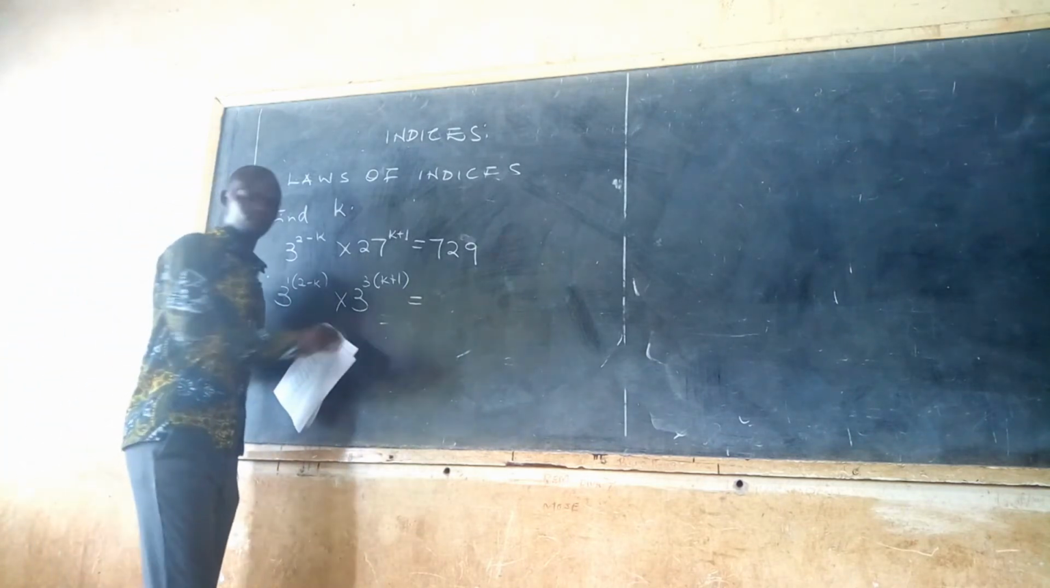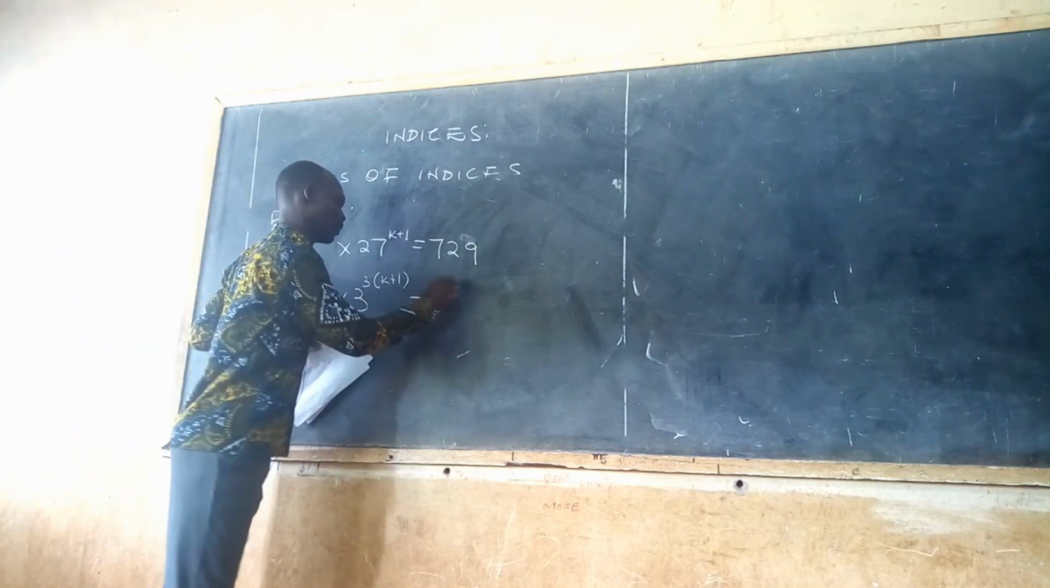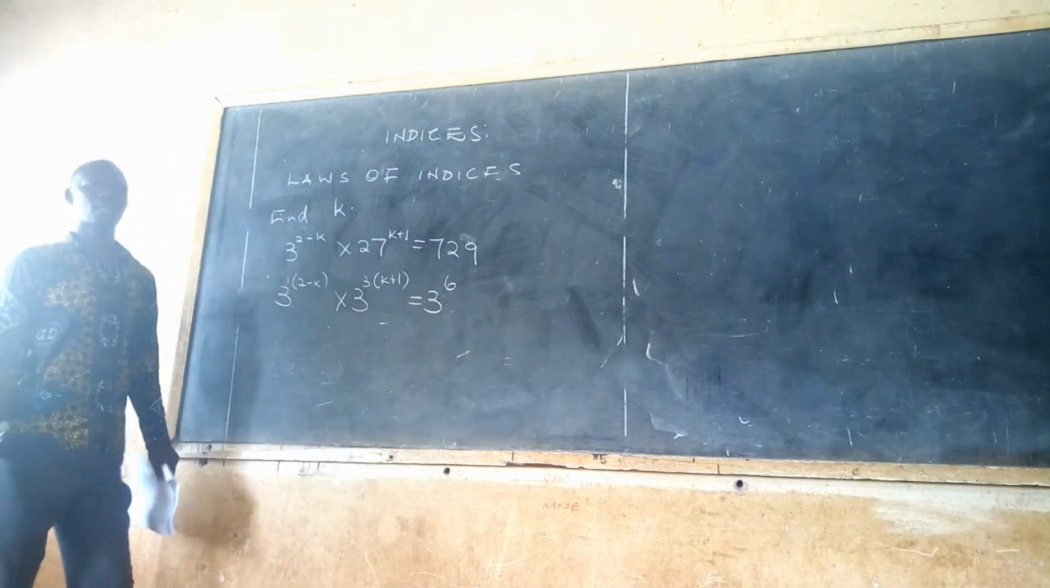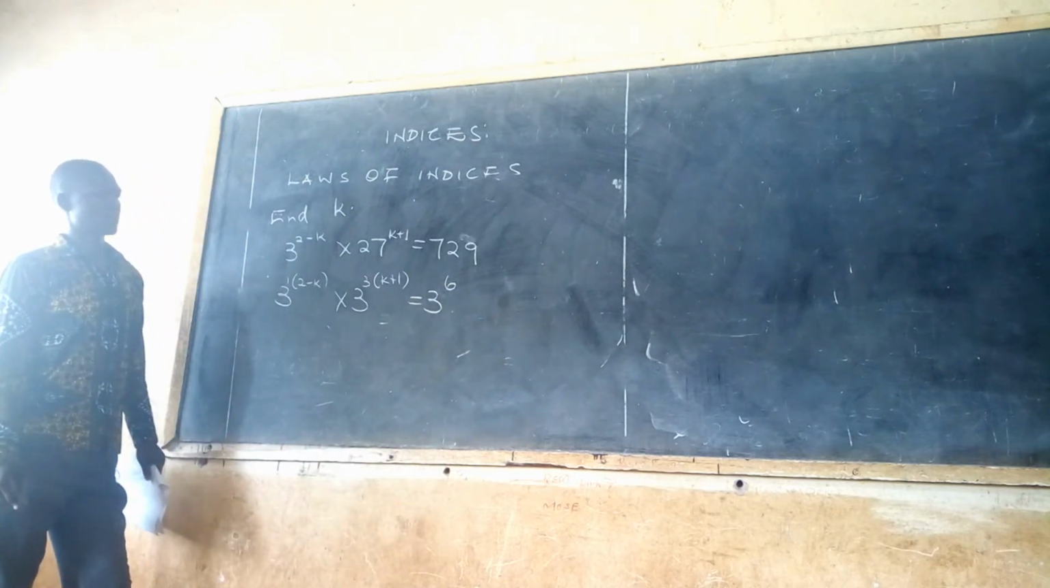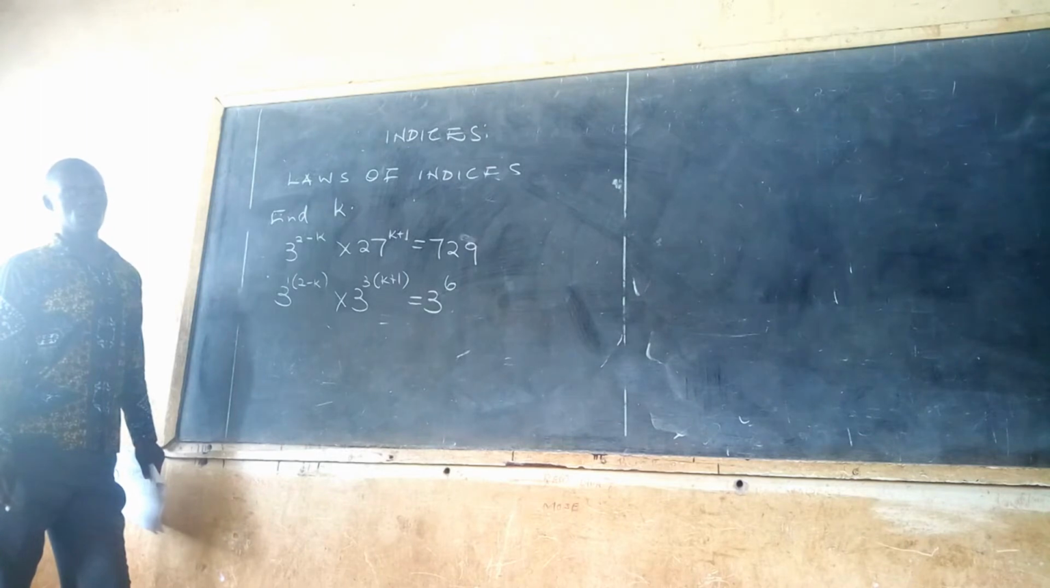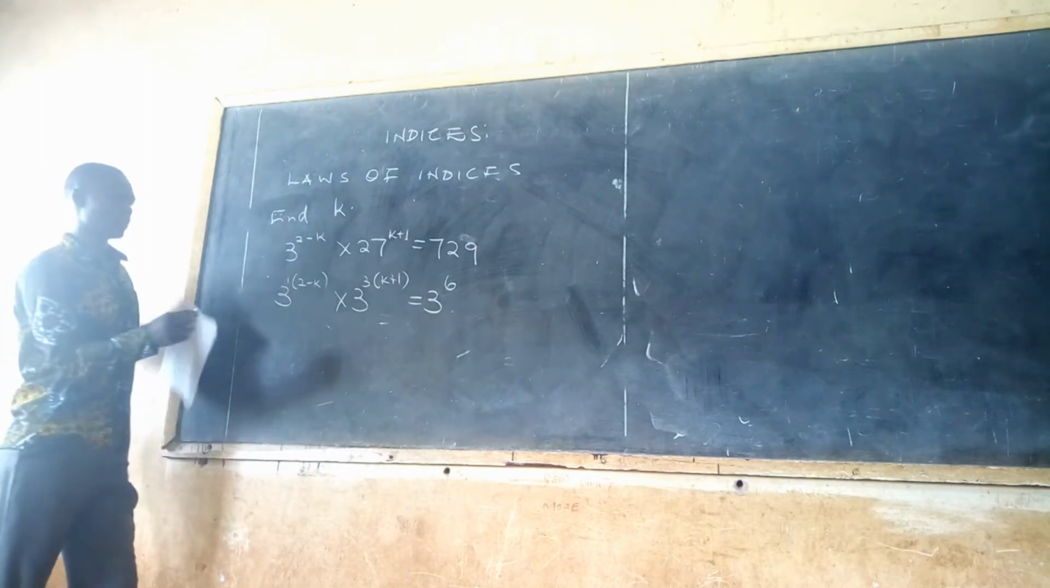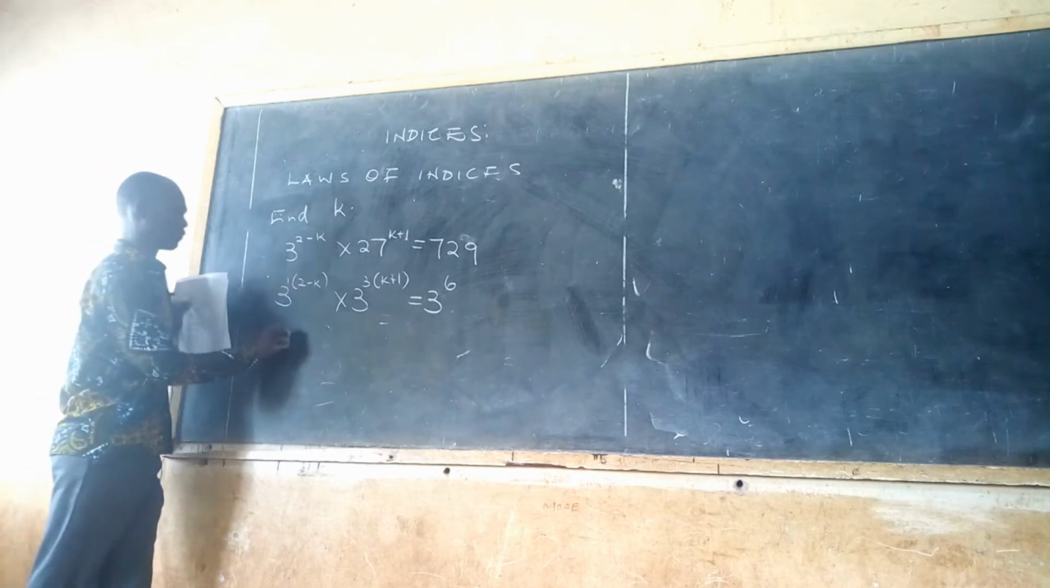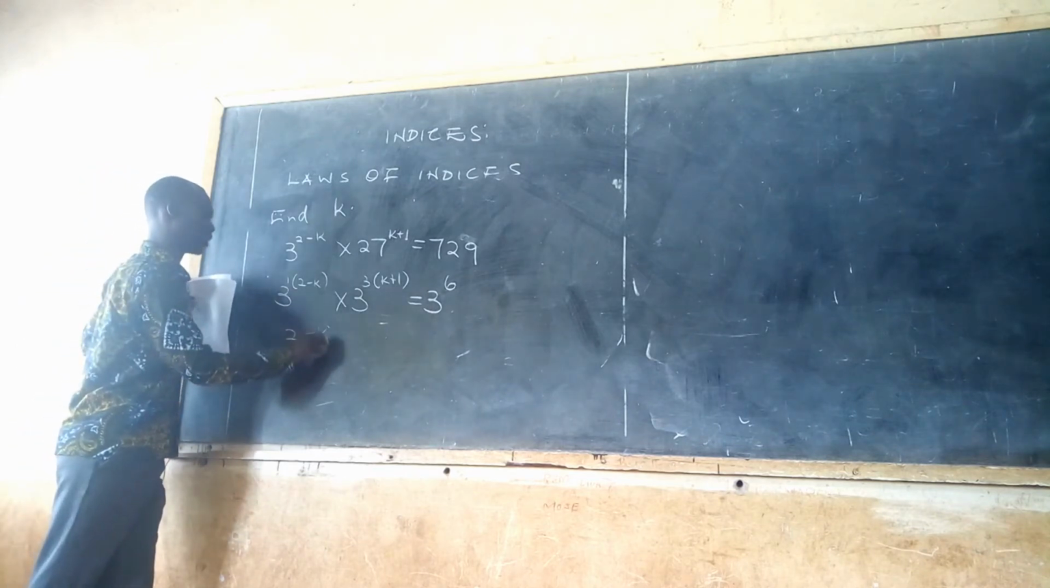I think so. So it will be 3 to the power 6. Now that I've written everything under the same base, I drop the bases. Do not cancel, just drop them and deal with the indices. Now I have 2 minus k.